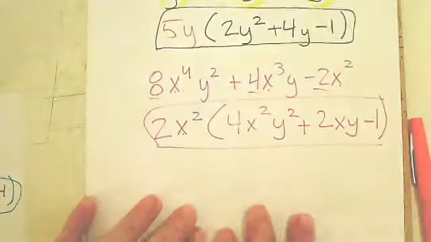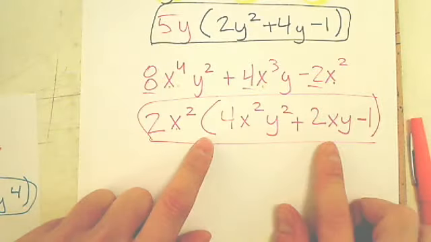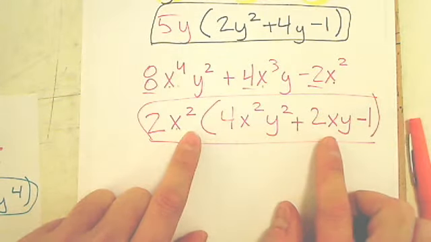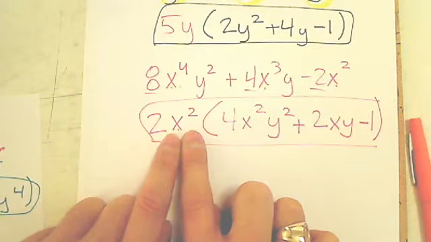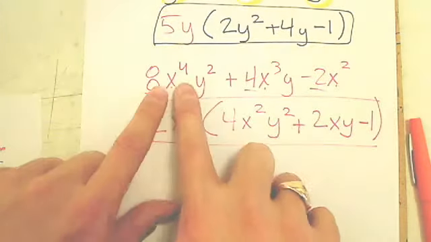Shh, listen up. Why would it just be 2x? Because there's 2x right here. Why want to be just 2x? Because you have an x^4.